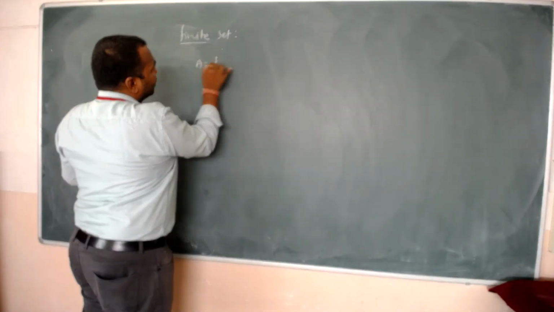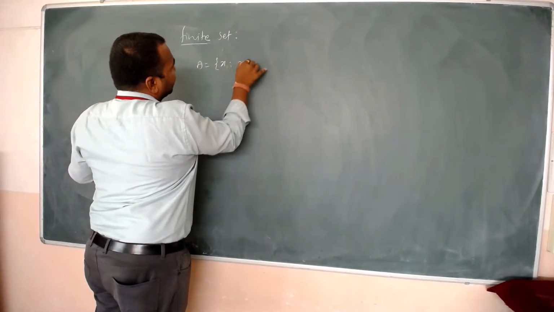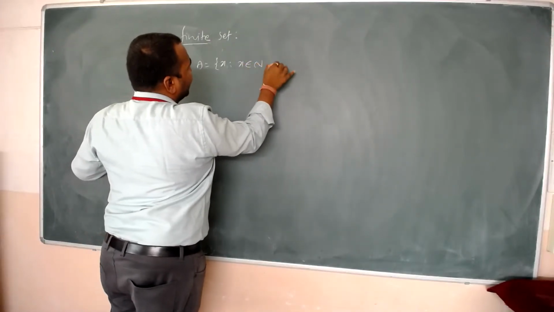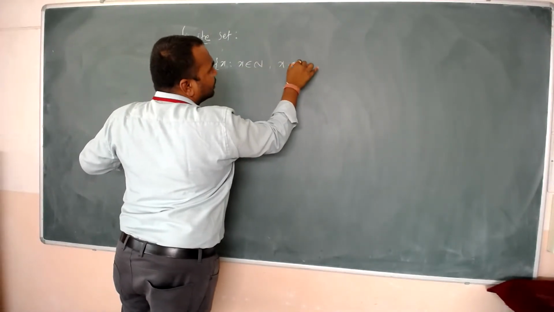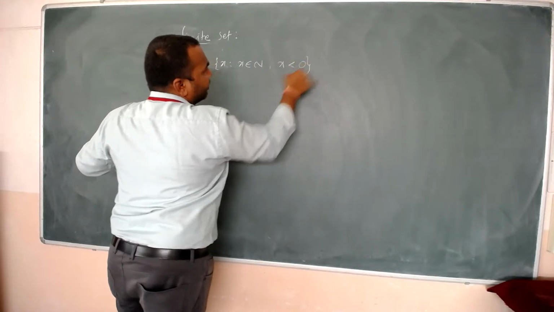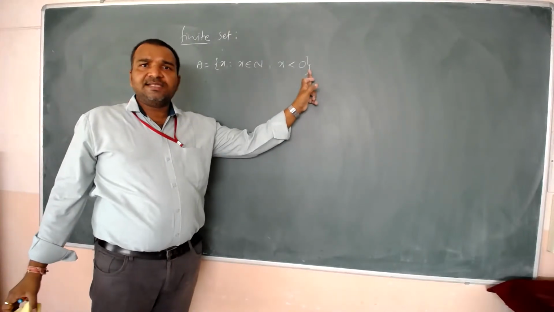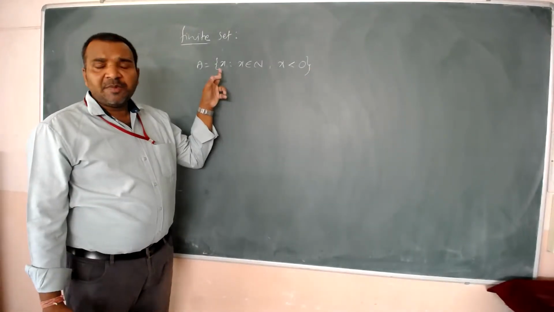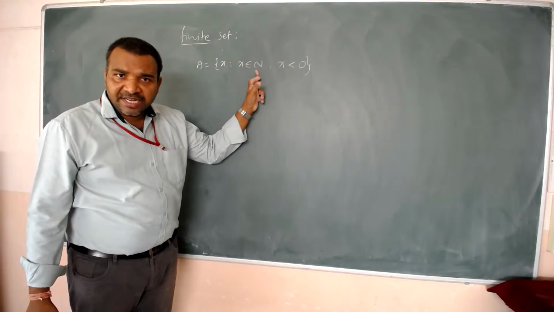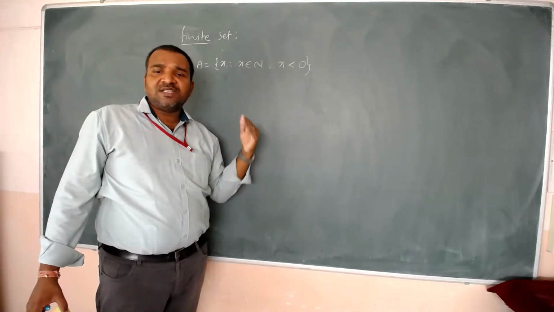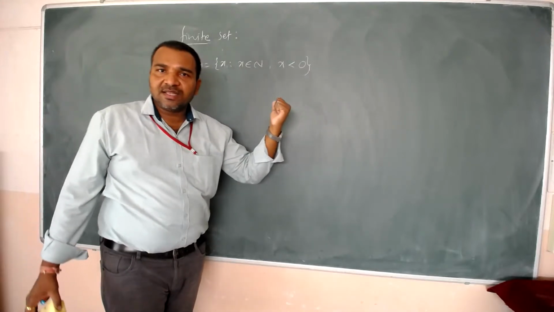I will write now. A is equal to {x such that x is a natural number, x less than 0}. So what is the element x? It is a natural number. In general, natural numbers are 1, 2, 3, 4, 5, 6. These are the natural numbers.